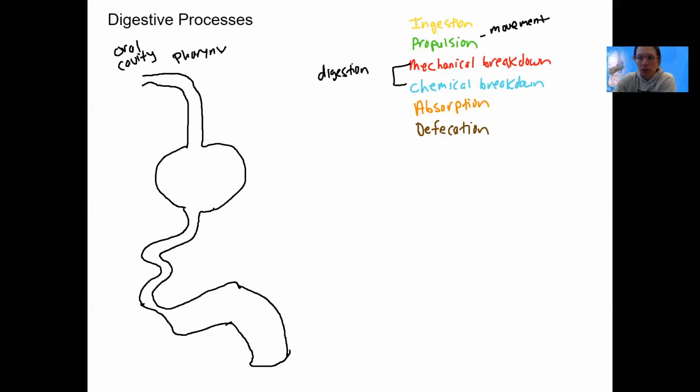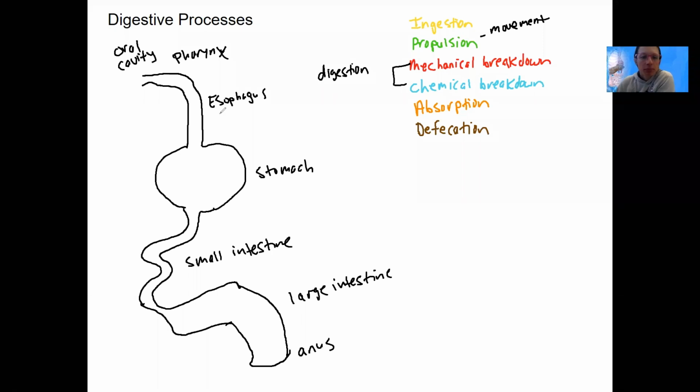I will pause to label these. There we are, we've got our parts labeled. Ingestion is only going to happen once. It's going to happen right here. So I'm going to put that arrow and a big star. We ingest food through our oral cavity, through our mouth. And then our oral cavity is going to be where the first processes of digestion occur.